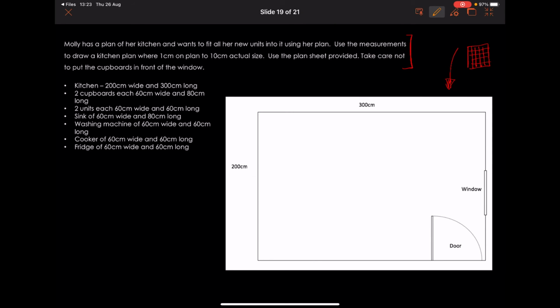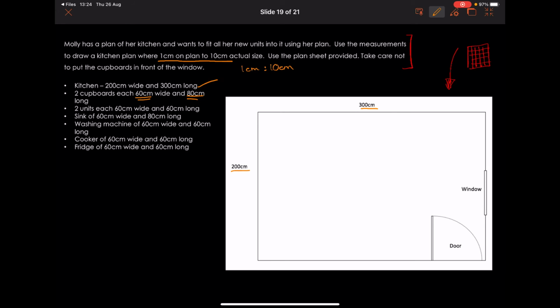So you've been told that your scale is 1 centimetre to 10 centimetres. Okay. So we know that we have our kitchen here, our measurements for our kitchen, so we don't really need to do anything with that. What we need to do is work out how many centimetres are going to go on the plan if we've got these in real life. Okay, so 60 wide and 80 long.